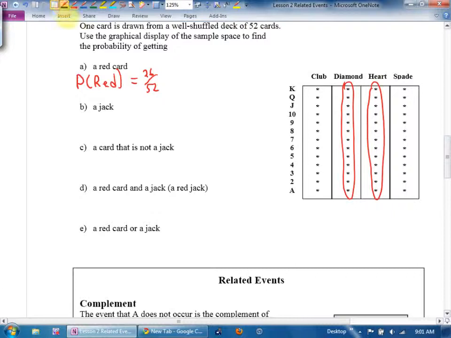Probability of getting a jack. So the jacks are those ones there. What's the probability of getting a jack? Four out of 52.